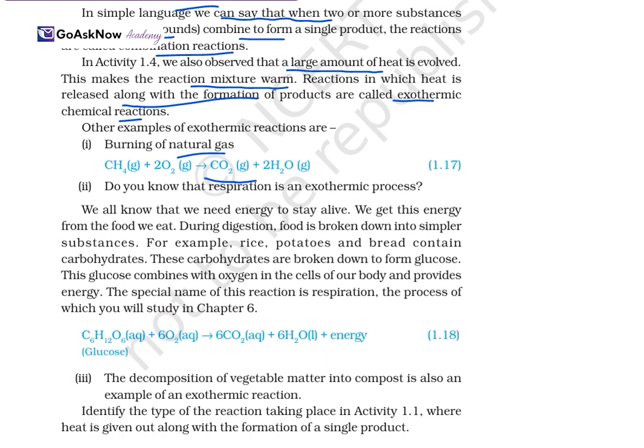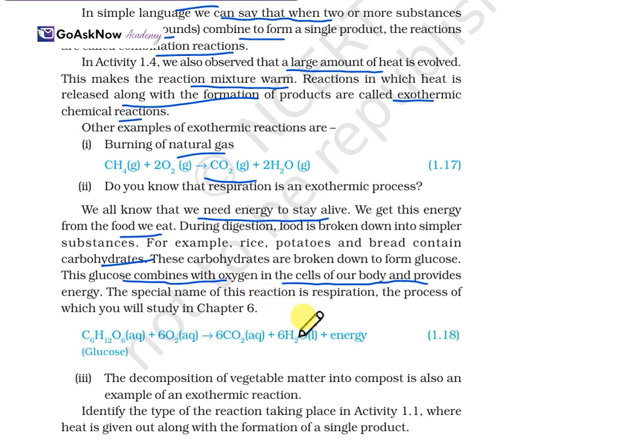and it forms CO2 in the gaseous state and 2H2O in the gaseous state. Now, do you know that respiration is an exothermic process? We all know that we need energy to stay alive, right? We get this energy from the food we eat. During digestion, the food is broken down into simpler substances. For example, rice, potatoes, bread contain carbohydrates. These carbohydrates are broken down into glucose, and then glucose combines with the oxygen in the cells of the body and provides the energy.